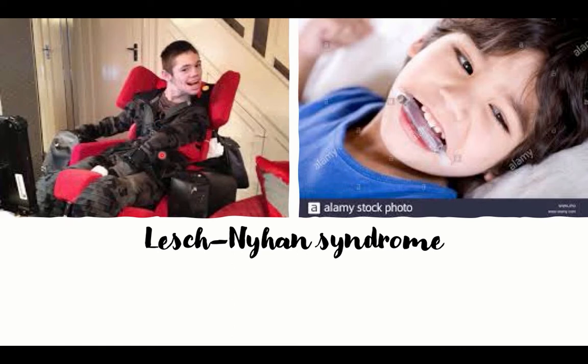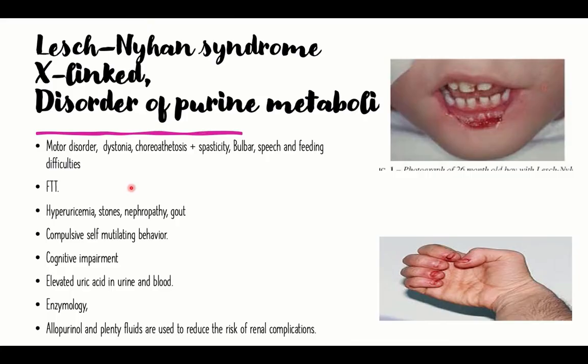They have choreoathetosis and dystonia, plus the spasticity, and usually they are paralyzed and bedridden. They have failure of growth. We have a disorder in purine metabolism. You can imagine, uric acid is the end product of purine metabolism, so we have hyperuricemia, elevation of the level of uric acid.